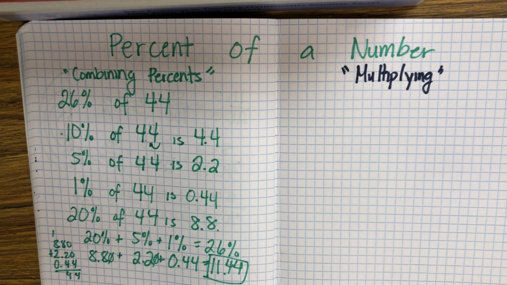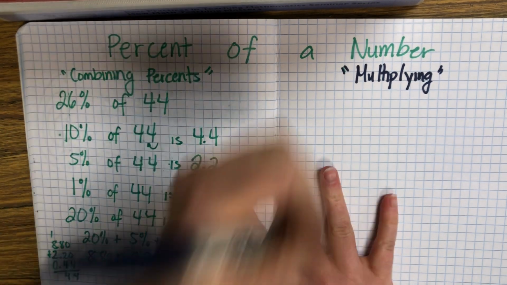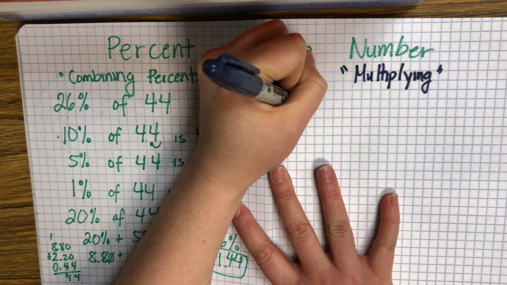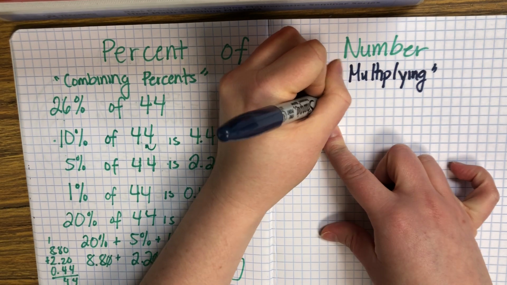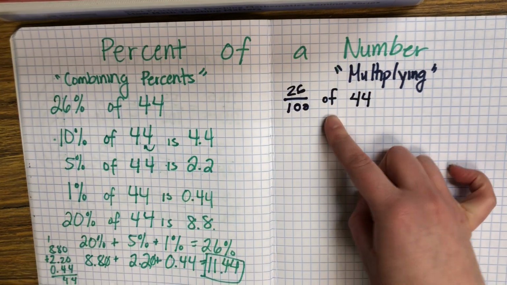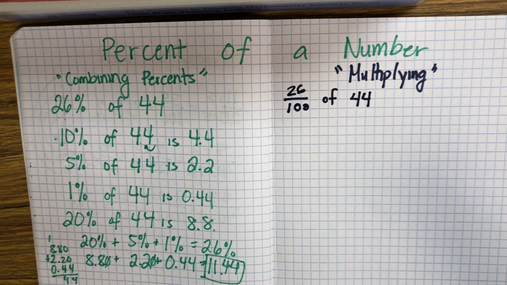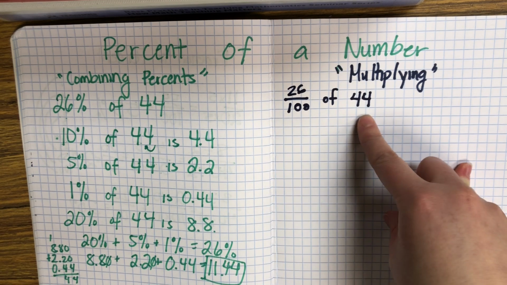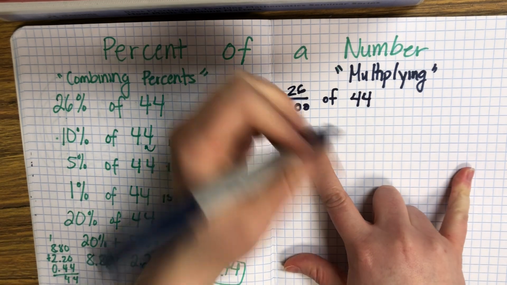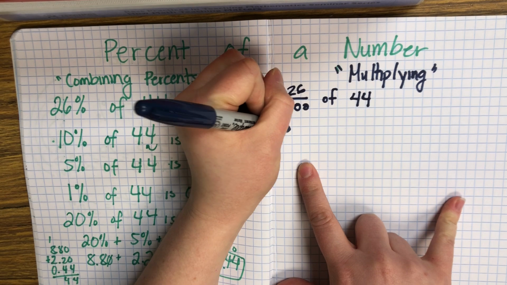Because multiplication means groups of. Yep. So if I'm looking for 26%, that's just 26 hundredths. So I'm looking for 26 hundredths of 44. And when I see that number of, I immediately think multiply, right? Kind of like in regular multiplication that you've been doing since 2nd, 3rd grade. Like 2 groups of 3 is just 2 times 3. So if I want 26 hundredths groups of 44, then that's just 26 hundredths times 44.